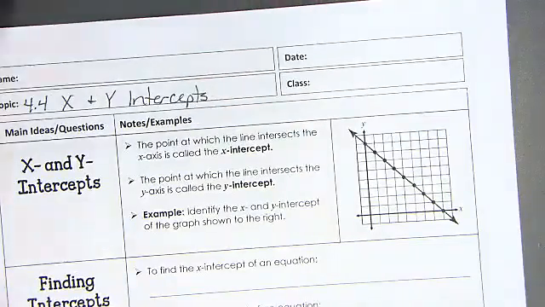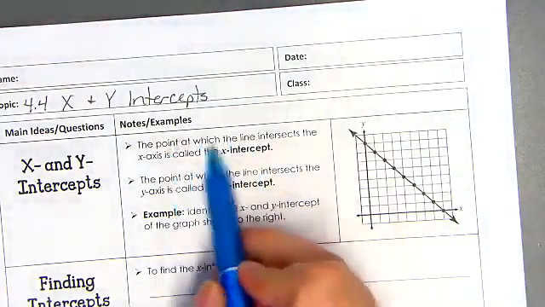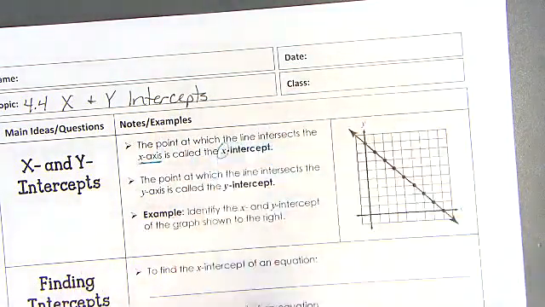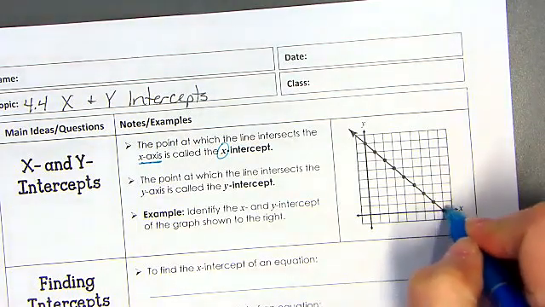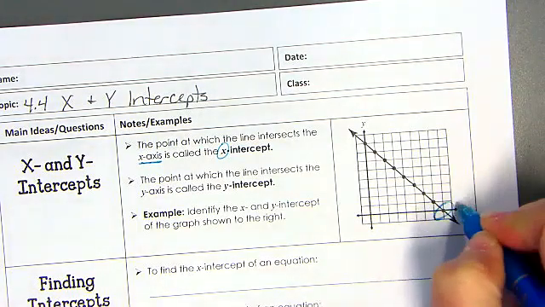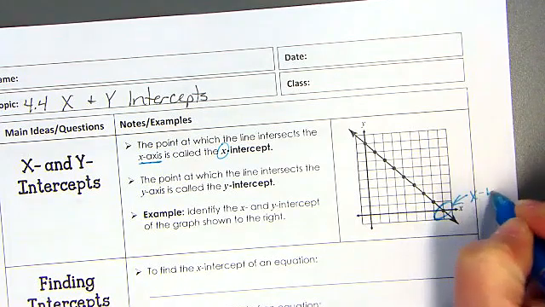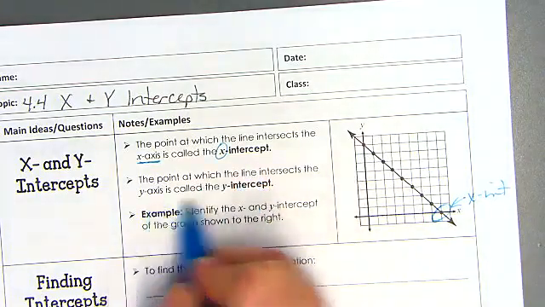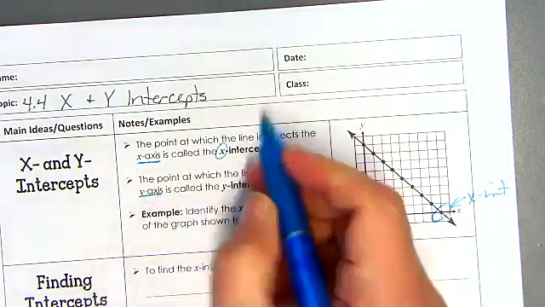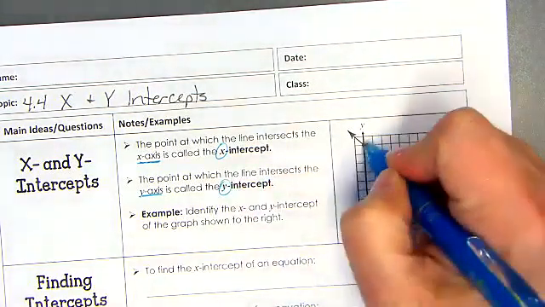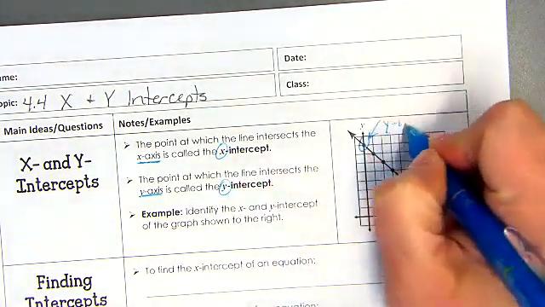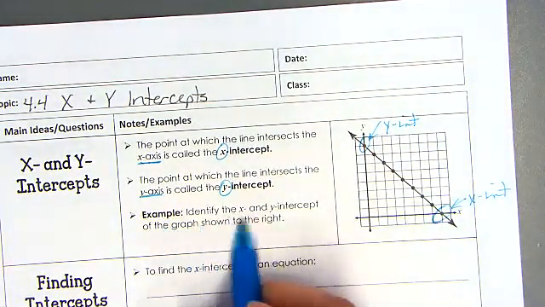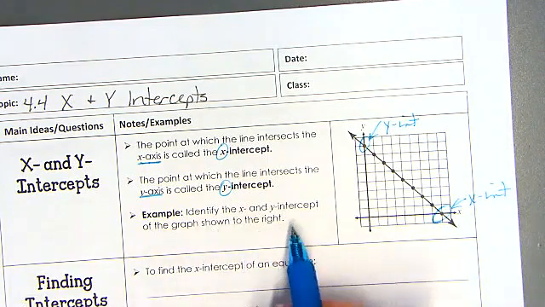Okay. So it says the point at which the line intersects the x-axis is called the x-intercept, which is going to be this point here. The point where the line intersects the y-axis, the y-intercept, is going to be this point here, which we've talked about with slope-intercept form. Okay, so an example: identify the x and y intercepts of the graph shown to the right.